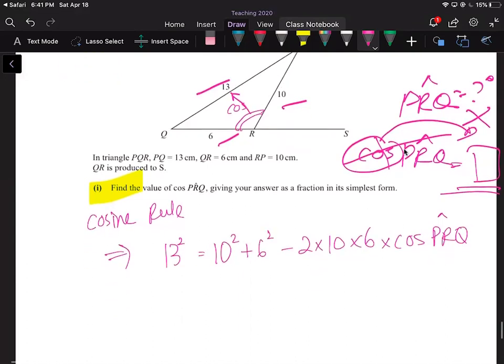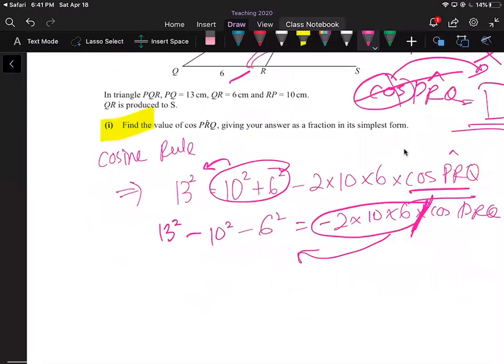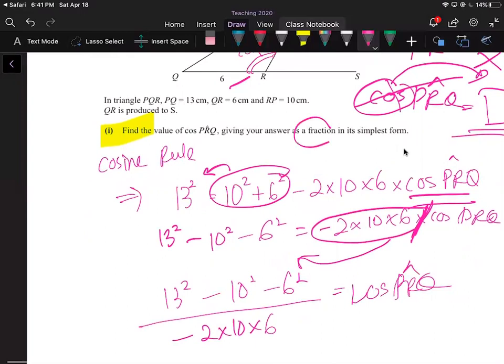Okay. Now, what I have to do is make this the subject, so I'm going to move this one ke sebelah. So I have 13 square minus 10 square minus 6 square is equal to minus 2 times 10 times 6 times cosine PRQ. Now, pasal ni semua times, okay, Ustaz akan pecahkan ini kan. So, times pindah sebelah jadi divide. So now 13 square minus 10 square minus 6 square divided by minus 2 times 10 times 6 is equal to cosine PRQ. Now keep in mind, ia mau fraction.